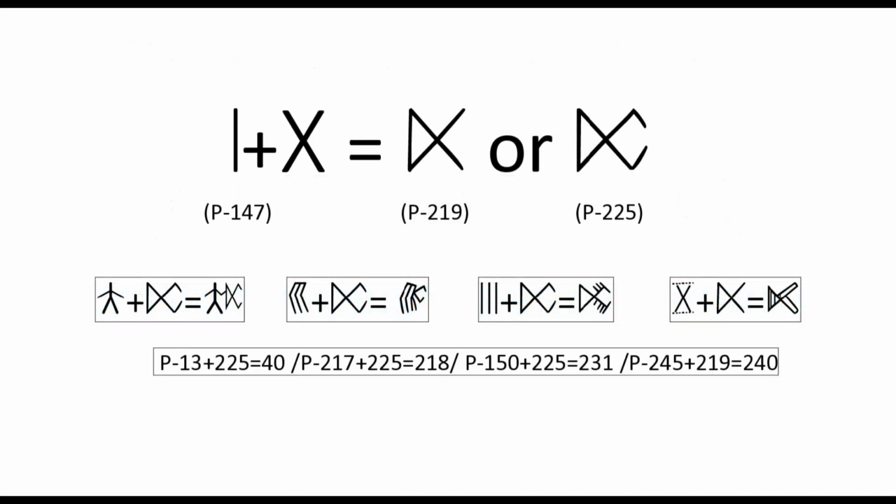For additional vowel sounds, two crossed slanted strokes are added to the primary sign P147 to create a new vowel grapheme. These vowel graphemes also modify the consonantal graphemes or signs.